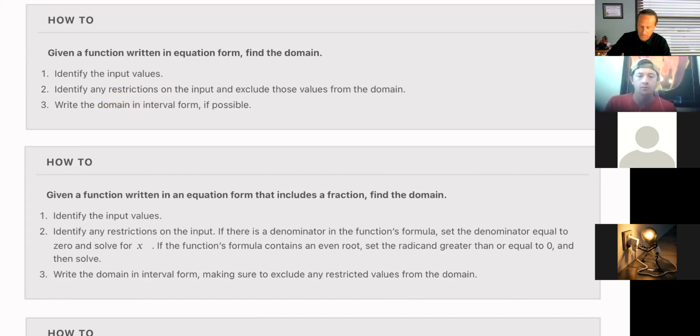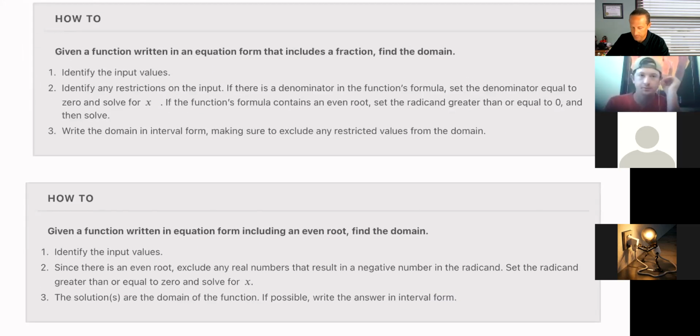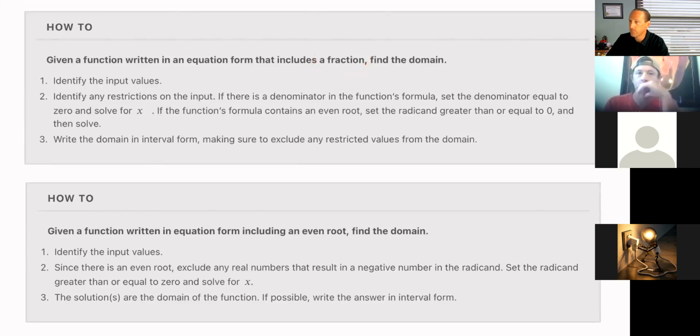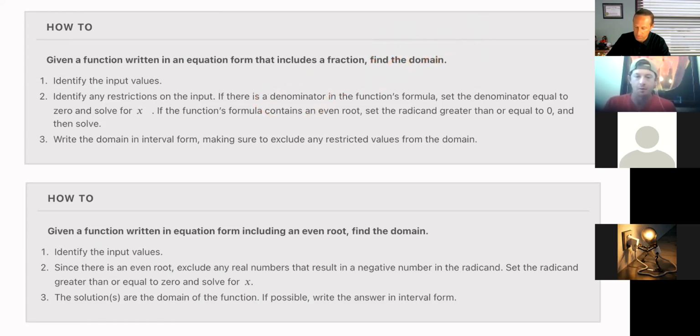All right, so to tell them all the things that we can input, we're going to look for the things that we can't. All right, and we'll use that interval notation when possible. So if you have a fraction, what would we be looking for to find the domain? All those input values. What restrictions would we have? Well, that's when the denominator is equal to 0. We cannot take a number and divide by 0. Doesn't work. So those are our restrictions, okay, when we have a fraction.